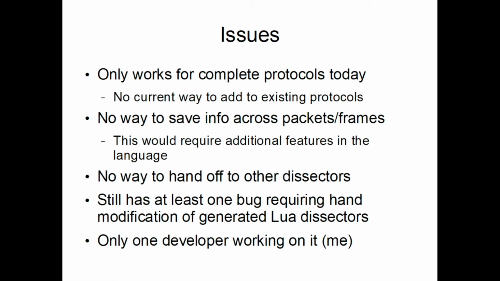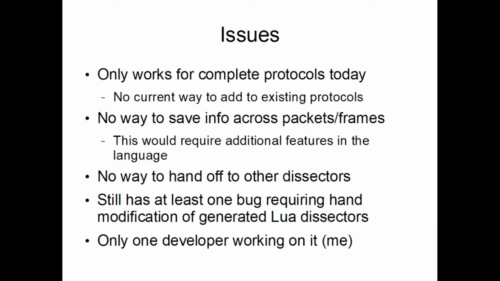There's no way at the moment to save info across packets and frames. I've got no infrastructure in there, and so I'd have to add infrastructure to the language to allow you to do things like set up a hash function or set up associations, these associations that Wireshark knows about, so that you can record information that might be useful in later packets from earlier packets and vice versa. So there's none of that available.